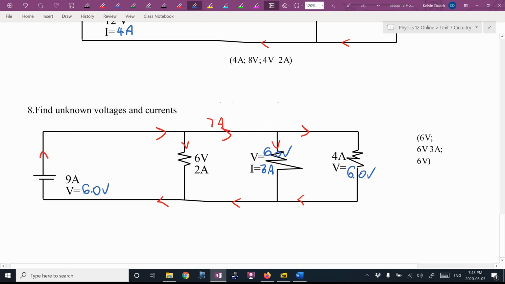Now you might say, Mr. Dueck, that's 18 volts from a 6-volt battery. No, it's not. It's 6 volts lost on this path.